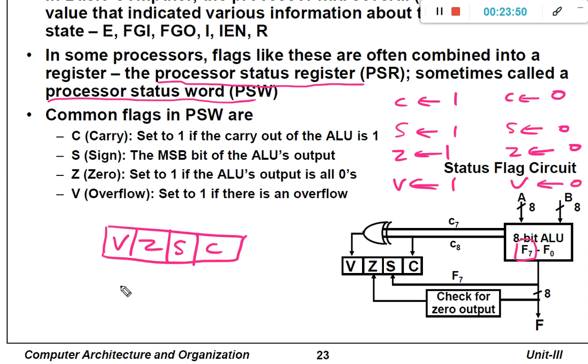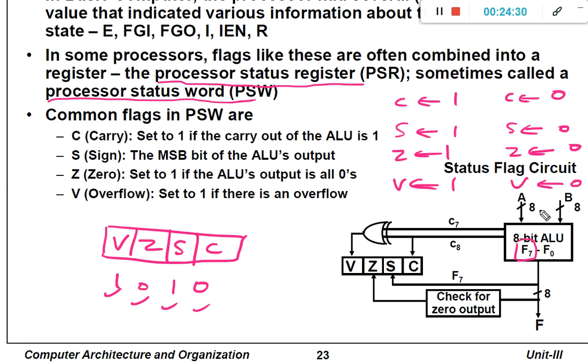So at a particular time, the values of V, Z, S, C may be like this: 1 0 1 0. What does it mean? Overflow has occurred. All the values of the output of the ALU are not zeros. It is a negative number. There is no carry out. So this is the information that the processor shall have about the arithmetic logic unit.